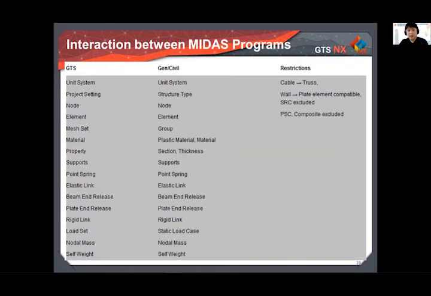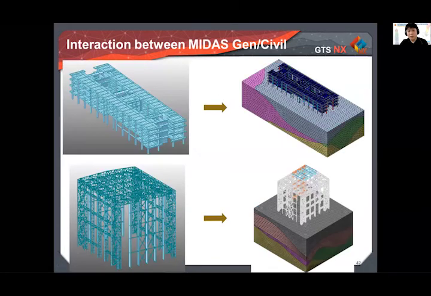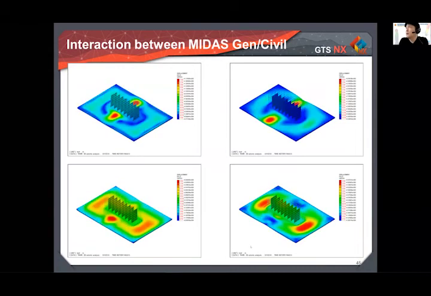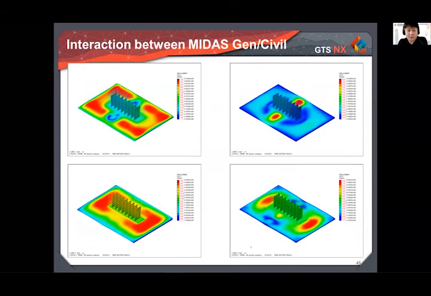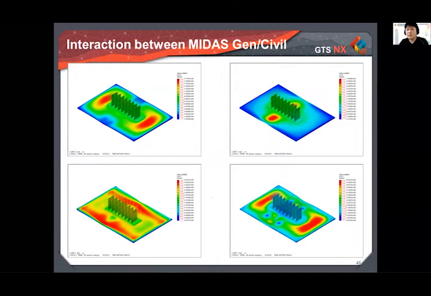So this is some of the examples of the interaction analysis. On the left-hand side, again, the Gen model, some of the stadium structure and the apartment. And you can import this model into the geotechnical software GTS NX. And some of the structure again. So finally, as I mentioned, you can check some of the behavior of the superstructure after calculation analysis in the geotechnical software, such as the stress and the displacement as well.